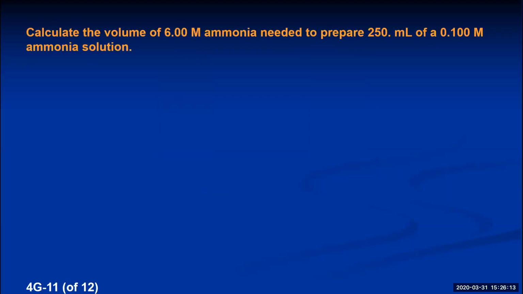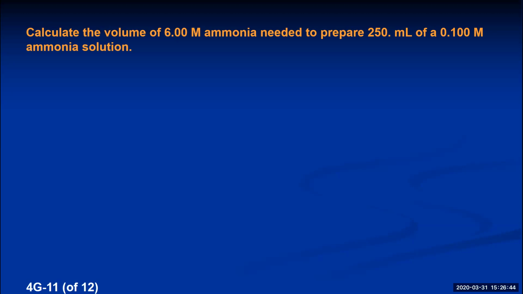Let's try an example. Let's calculate the volume of 6.00 molar ammonia needed to prepare 250 milliliters of a 0.100 molar ammonia solution. So this is a typical dilution problem. You want to know how much of this 6 molar ammonia, which is a high concentration, that's the concentrated solution, is needed to prepare 250 milliliters of 0.1 molar ammonia, which is more diluted. So the way you do this is you're not making the ammonia react with anything. You're just going to add more water to it.